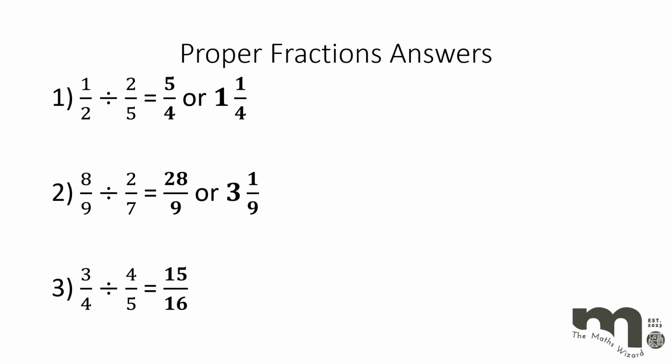Okay, so if we take a look at this video then, I'll maybe just go through that middle one there. That's probably quite a tricky one there. So we've got 8 over 9. Sign's going to change to a times. We've then got 7 over 2. So 7 times 8 gives you 56. 9 times 2 gives you 18.